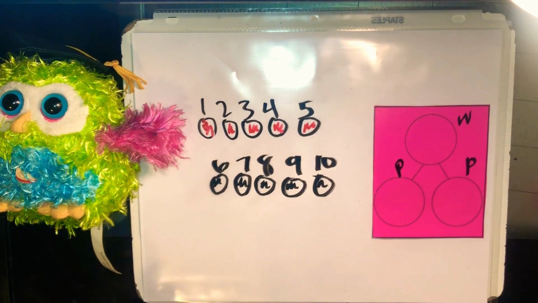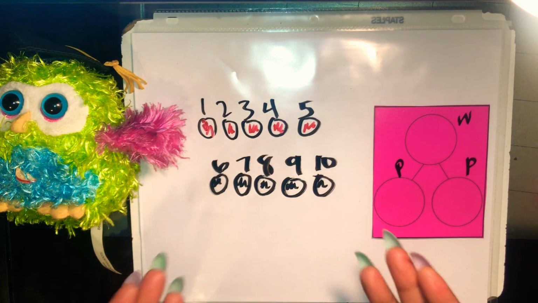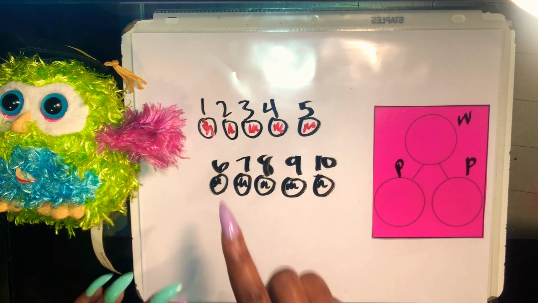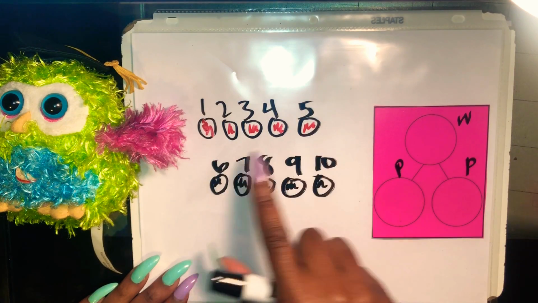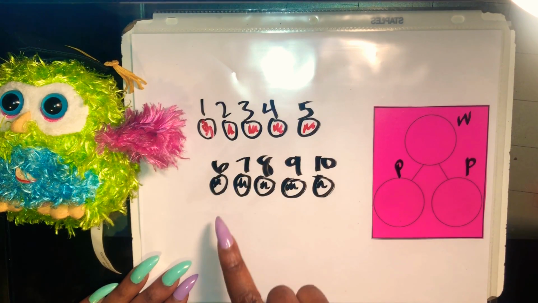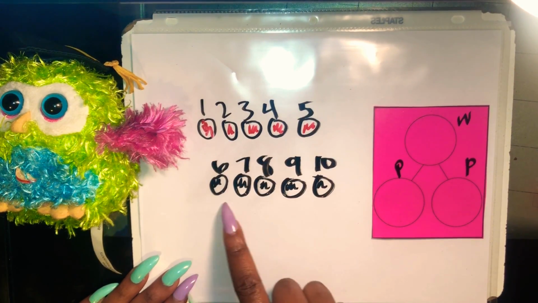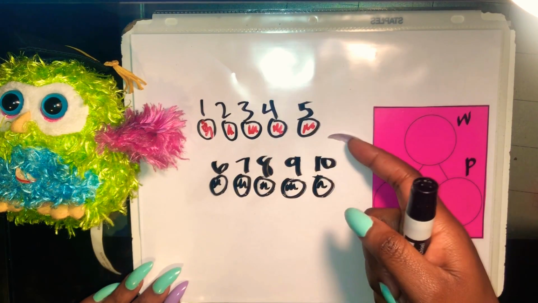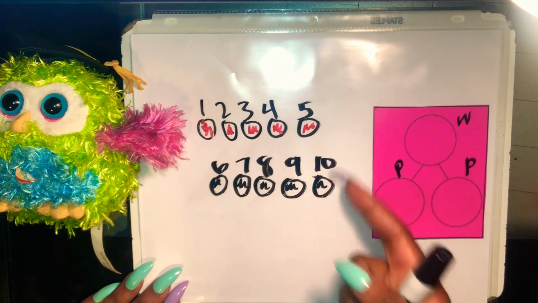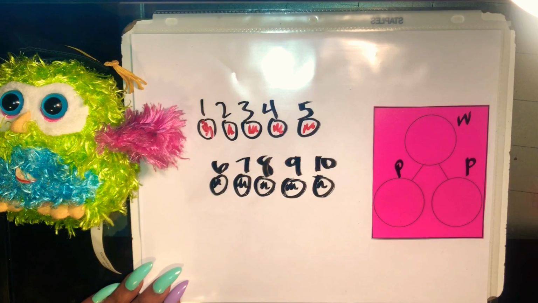So I colored some red and I colored some black. So what does that tell me about the number 10? Okay? So that tells me that 5 plus 5 equals 10 because I have 5 red and 5 black, and all together I have 10.